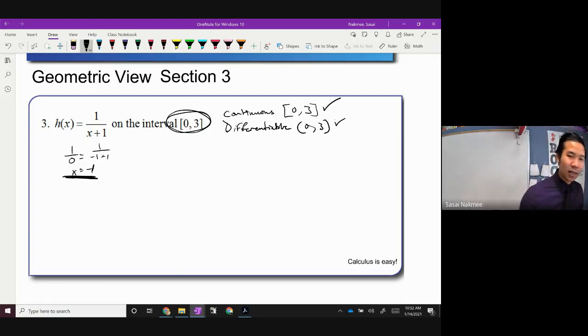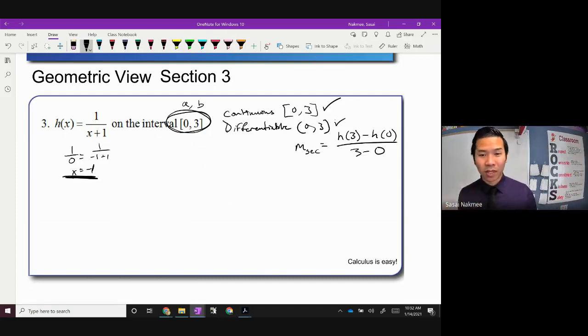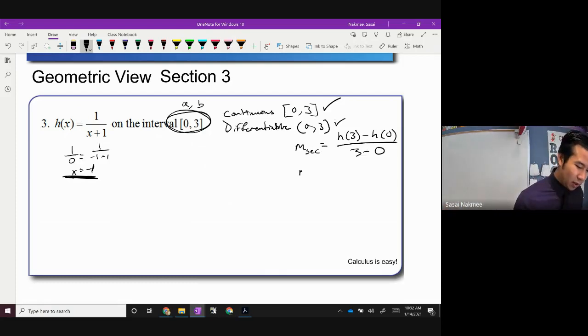Meaning you need to calculate the slope of the secant line. And the slope of the secant line is going to be equal to h of 3 minus h of 0 over 3 minus 0. And if you guys are just wondering how I got that, this is my a value, this is my b value, right? I'm just calculating the slope between there. So let's do that real quick. Let's calculate the slope of the secant line, and since I've already proven that the derivative does have a value that is equal to the secant line, I can find that after I calculate this value.